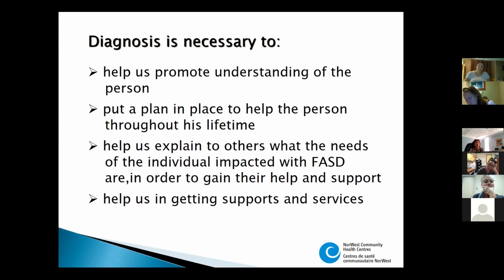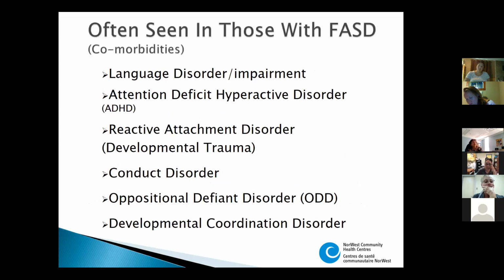Then the next step is, okay, now what? How are we going to support this person? How can we help this person be the best person they can be and stop blaming themselves? Often seen in those with an FASD is language disorder or impairment. That's a big one, because many of our clients who are impacted or have been prenatally alcohol exposed are often very verbal and have very good expressive language skills, which hides the possibility that they might have FASD, or hides the fact that they should be referred for diagnosis.